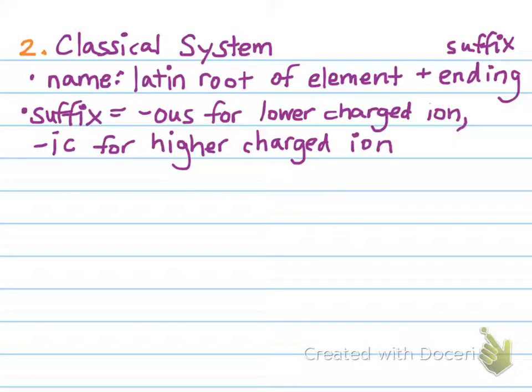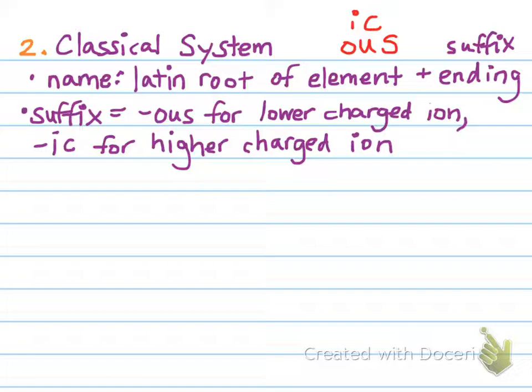Now, this is not mine. This is a student years and years ago who was struggling to remember which one was lower and which one was higher. So that student thought of it this way. She built a pyramid with it. And if you were building a pyramid with it, ous would be on the bottom and ic would be on the top, right? And so she remembered that ous is on the bottom, so it's the lower charged ion. Ic is on the top, so it's the higher charged ion. Again, I'm just giving you that suggestion as a possible way to remember it. It wasn't my idea. It was a student long ago who was struggling on that.